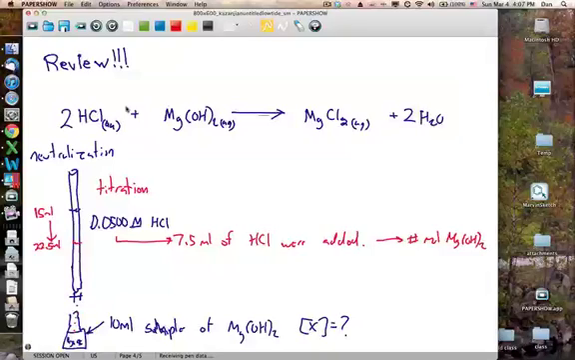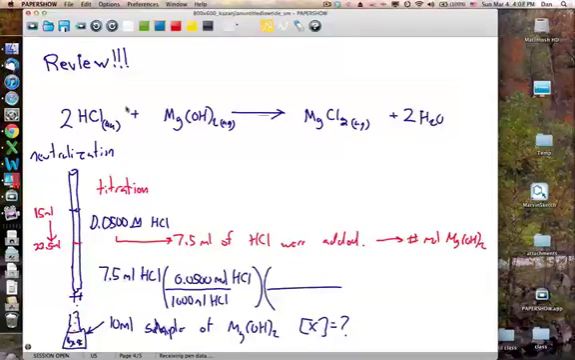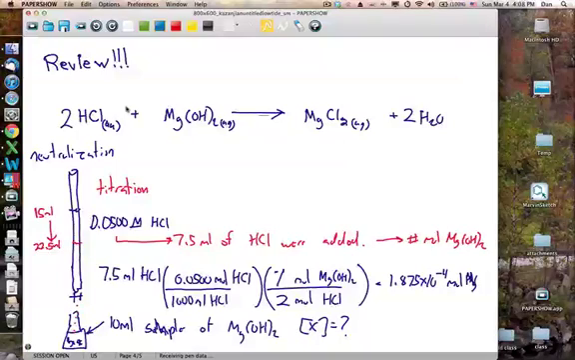So in this case, we know how many milliliters of HCl we have, what the molarity of the HCl is, and so we know that we have a 7.5 milliliter HCl solution. We know that for every 1,000 milliliters of HCl, that is equivalent to 0.0500 moles of HCl. And from our stoichiometry, we know that 2 moles of HCl consume 1 mole of Mg(OH)2. It says that in that solution there are 1.875 times 10 to the negative 4th moles of magnesium hydroxide.